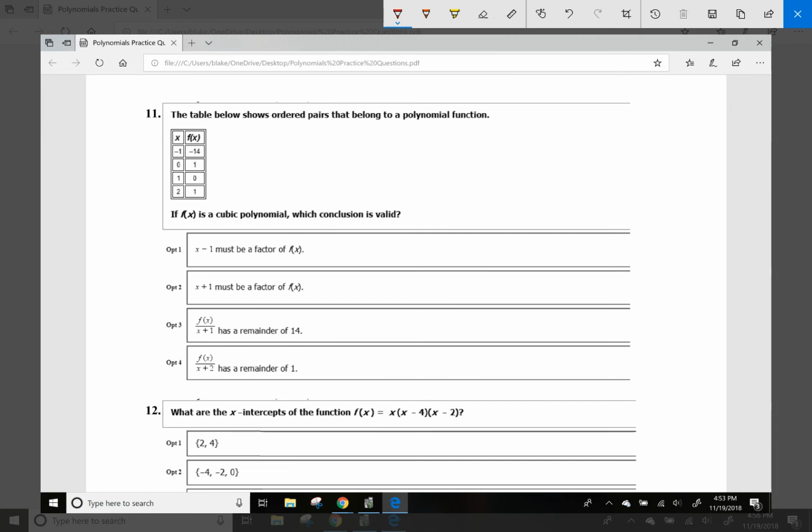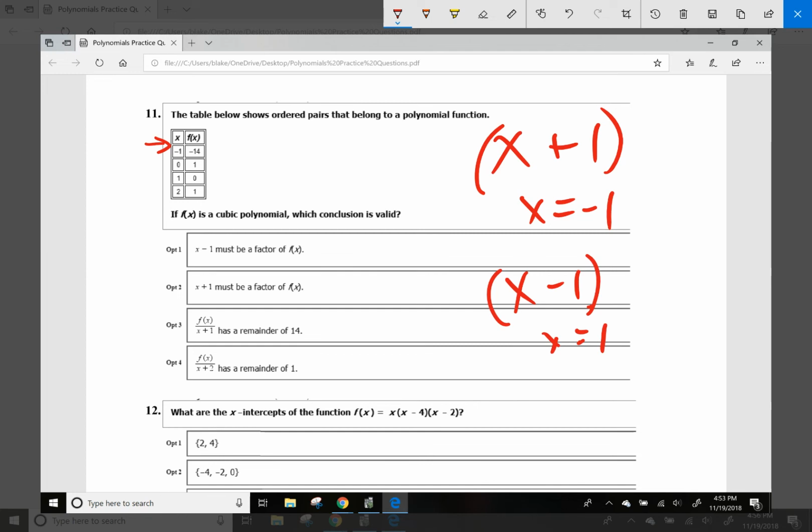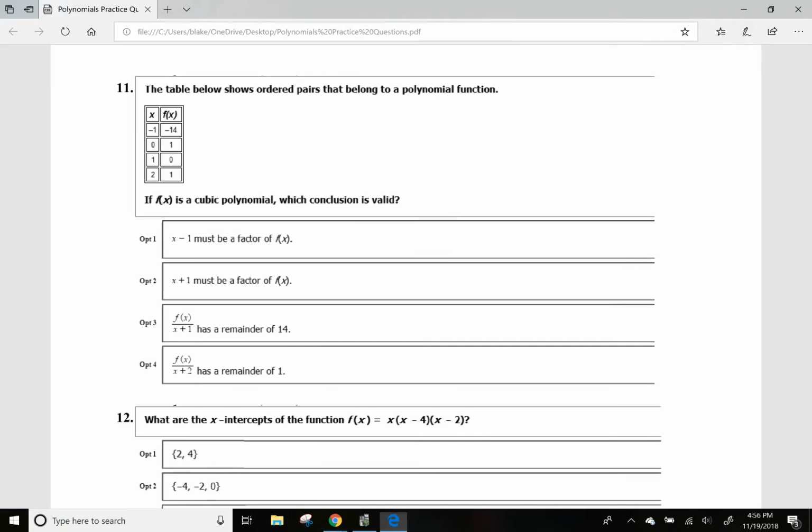And then the last one, dividing by x plus 2, that's referring to x equaling -2, and there isn't even an x equals -2 in the table up here. So we can't justify that at all with our table. So option 1 is definitely our answer. So make the connection between the binomials and what the x value really is for them. And of course, the remainder being the same thing as the y value as well.